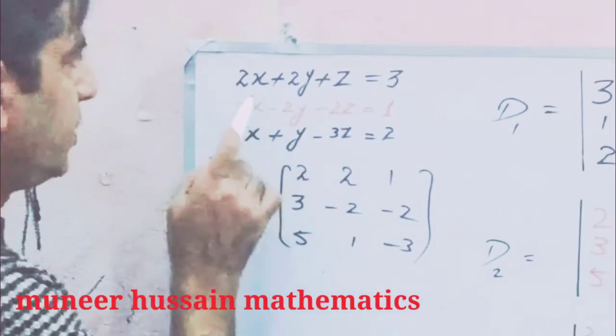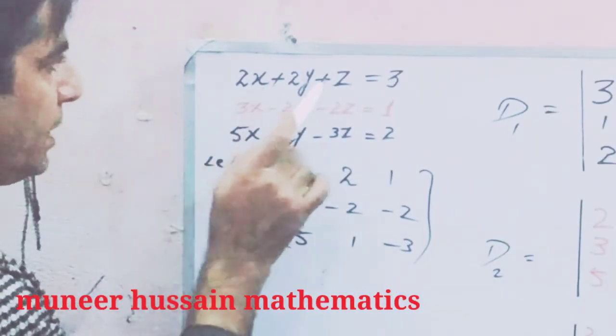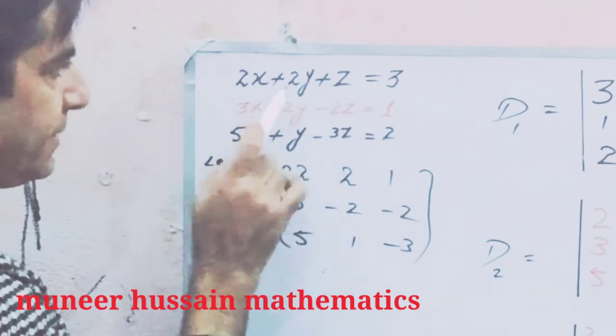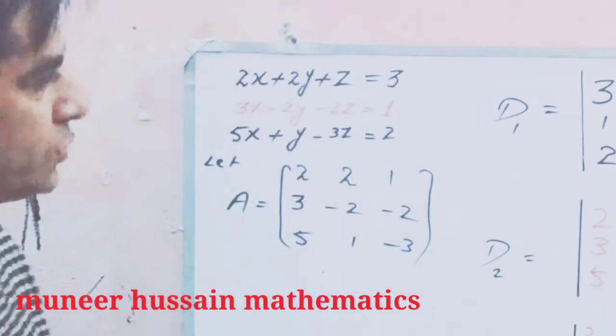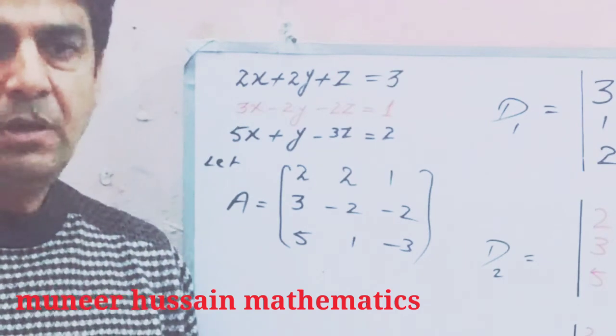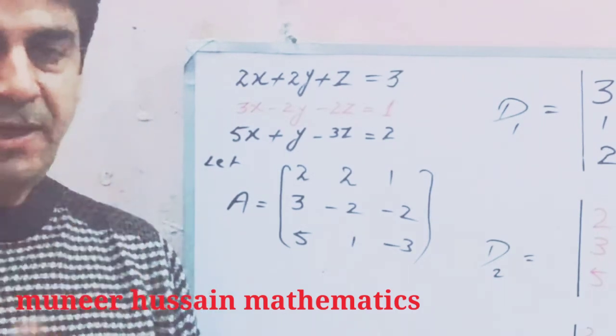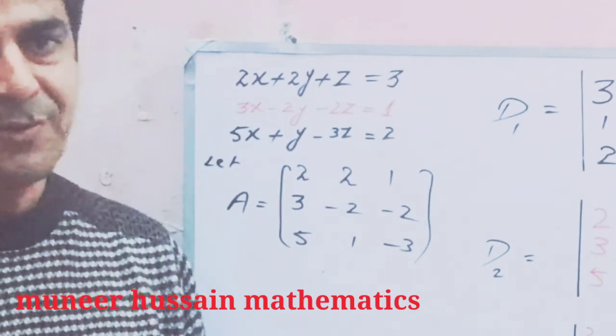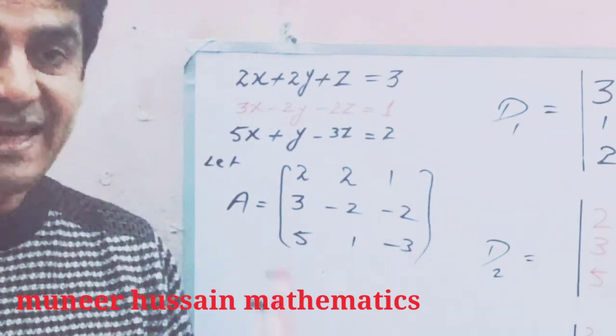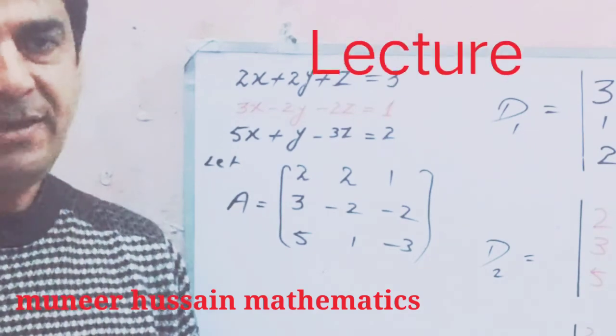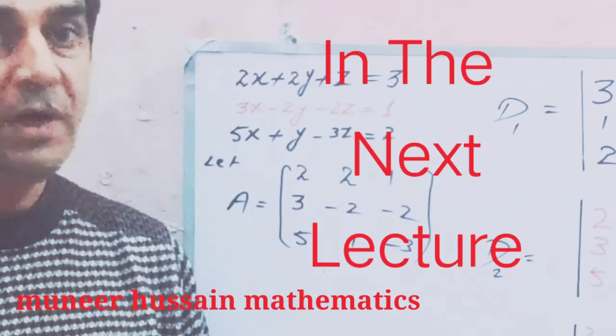Putting these values here, 2 ones are 2 and 1, 3. 3 plus 0, 3. So this is very simple. Cramer's rule: just find the determinant 4 times and your 5 marks are there. Now go for the second question, solved by the matrix inversion method.